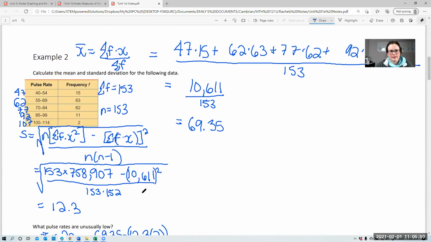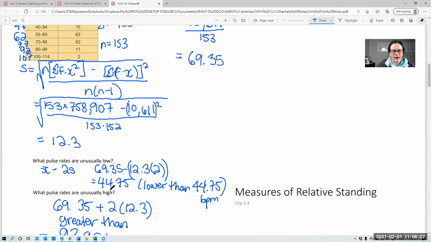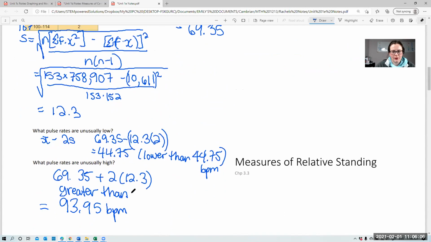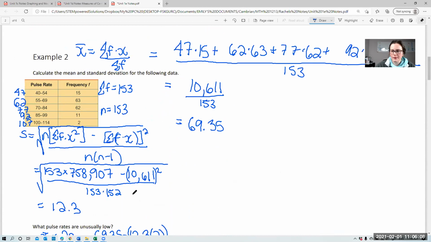So that is how you would calculate the mean of a frequency distribution table and how you would calculate the standard deviation of a frequency distribution table, and then determine whether or not any values are statistically high or statistically low. Any questions about those topics? Because we have time to dive into the next series of topics.